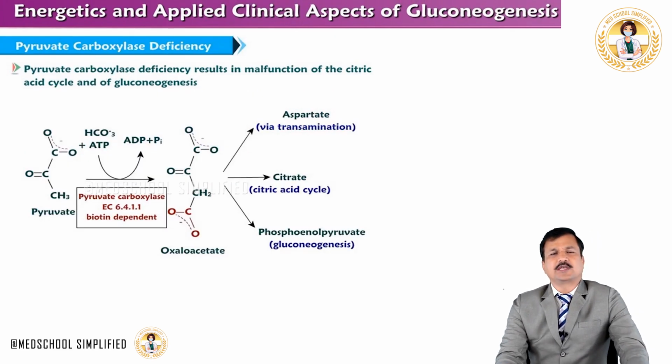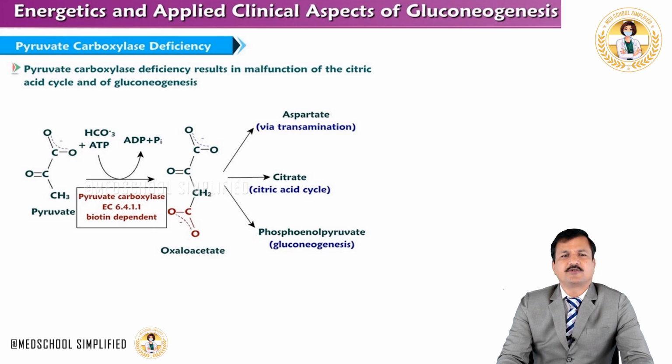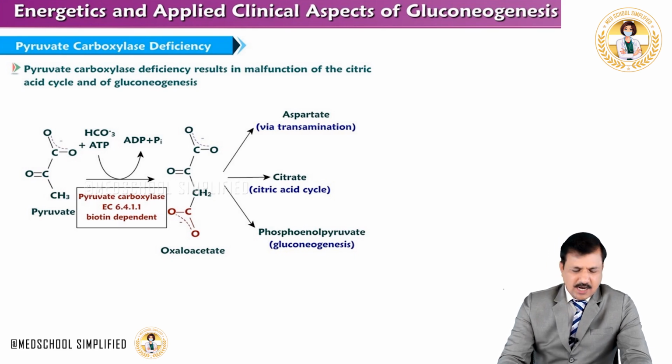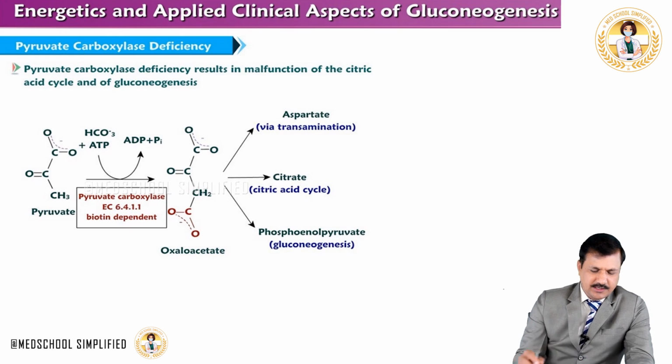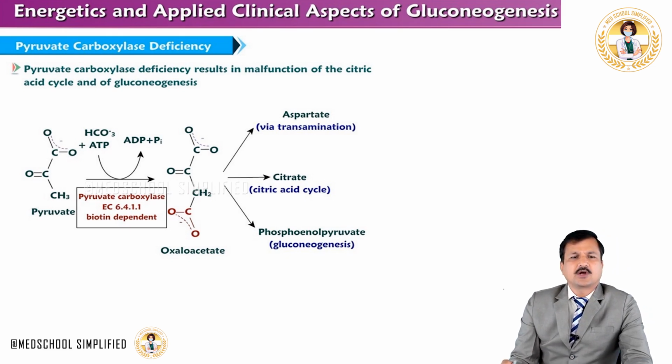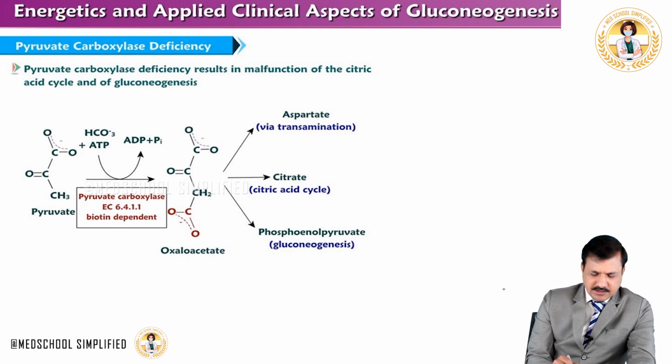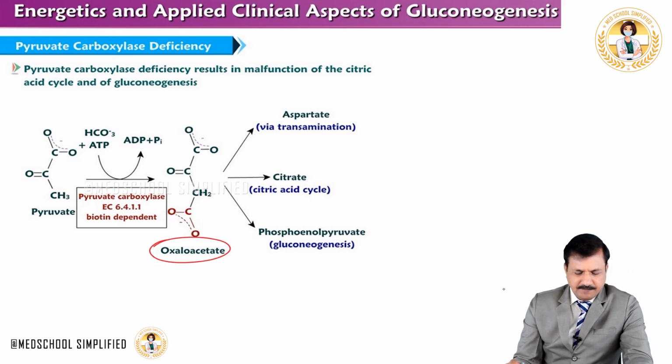Now let's move on to see one of the disorders that is associated with pyruvate carboxylase deficiency. The pyruvate carboxylase enzyme is involved in the conversion of pyruvate into oxaloacetate, and this enzyme can be deficient, leading to a decrease in the gluconeogenesis process. So conversion of pyruvate into oxaloacetate, as it is shown in the figure here.